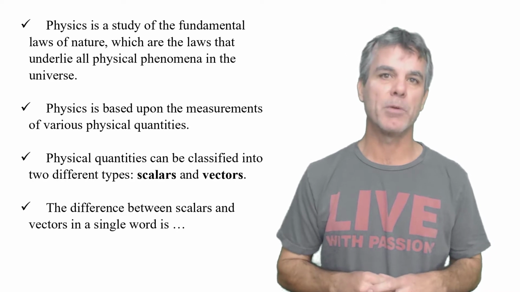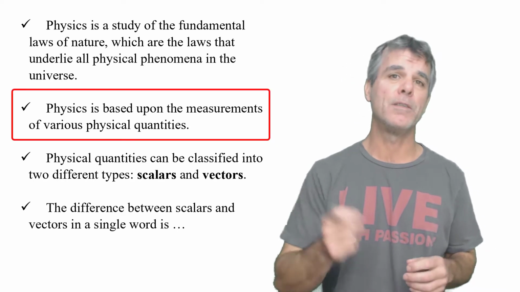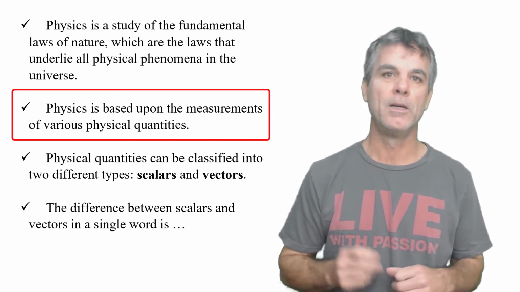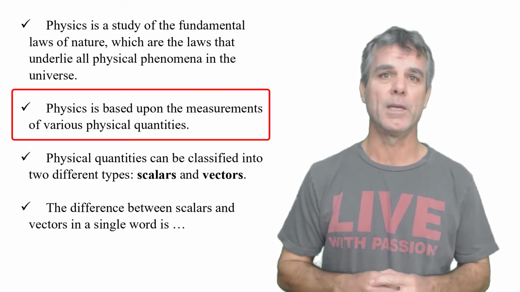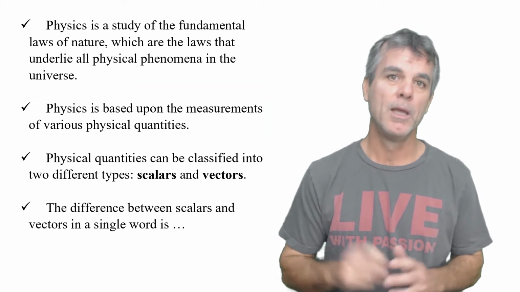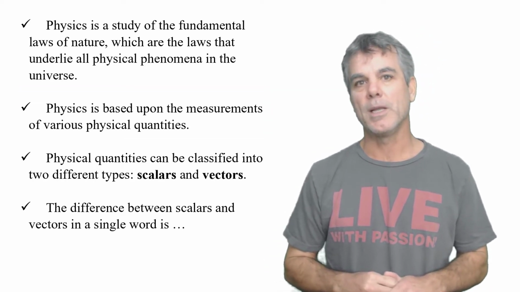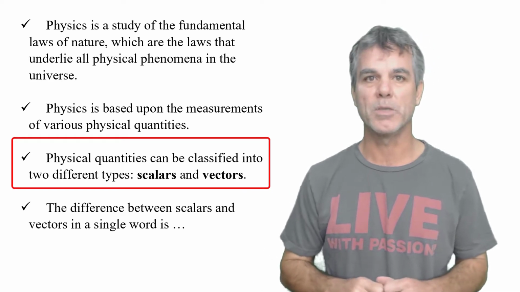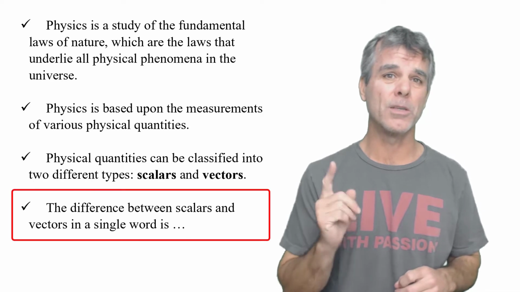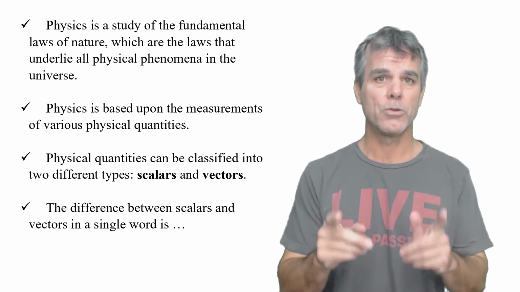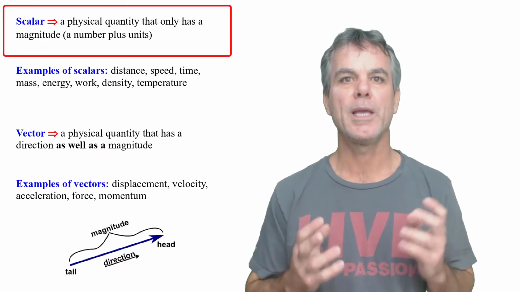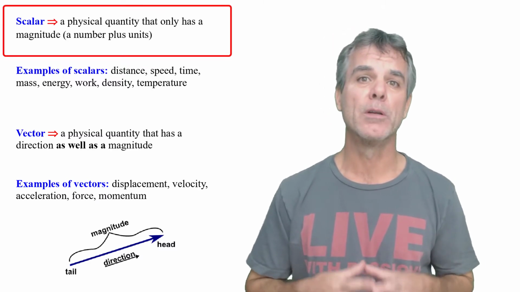And anytime you're doing an experiment, what you're really doing is measuring different physical quantities. For example, I might measure the mass of an object, its density, what is its temperature, how fast is it moving, is it accelerating, how much energy does the object have, what is the object's momentum. All of these different physical quantities are generally classified into one of two types, either scalars or vectors. And the difference between scalars and vectors in one word is direction. A scalar is any physical quantity that only has a magnitude, which is a number plus units.